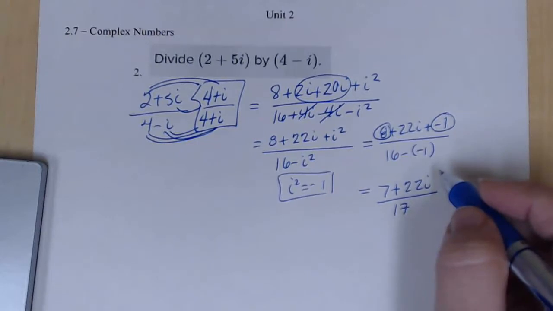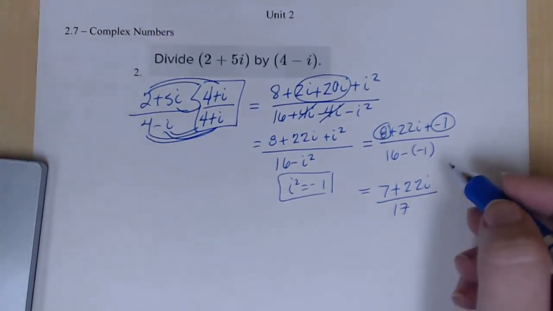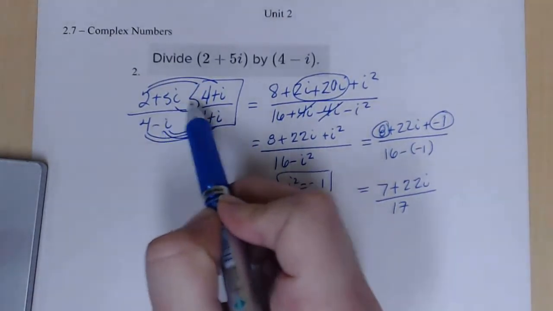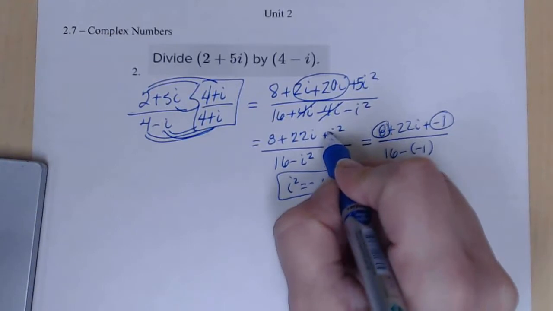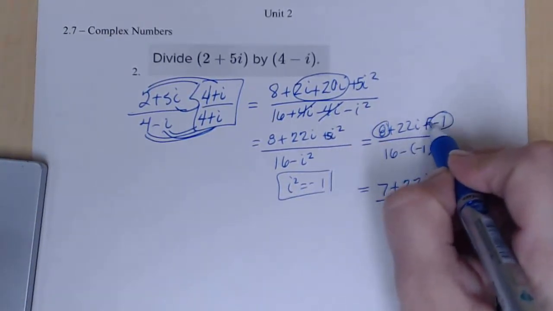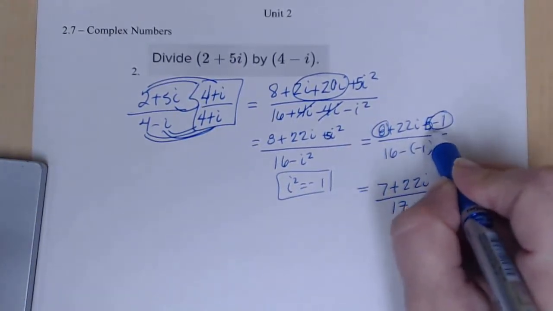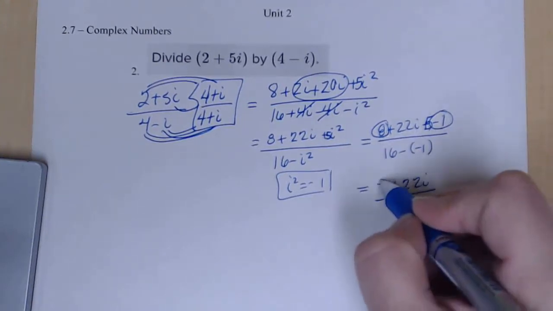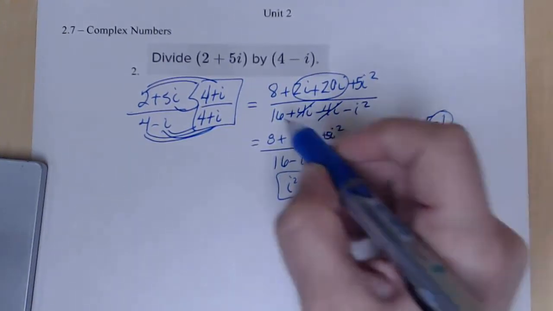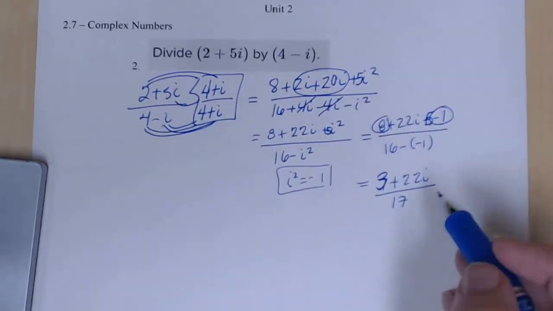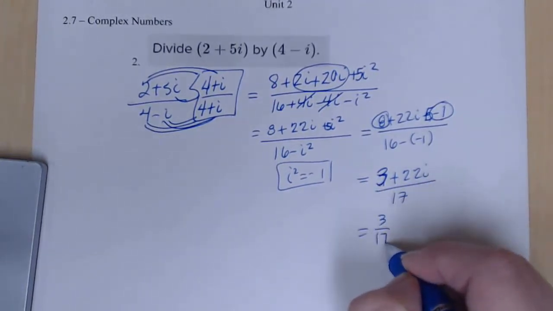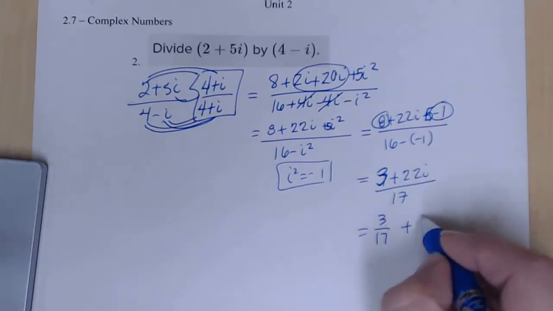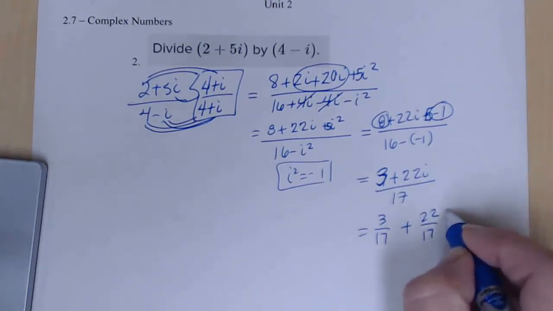Then to finish this out, I messed this up. So 5i times i is 5i squared. Excuse me, it should have been a 5. So times 5. And 5 and negative 5, 8, so it gives me a 3. I apologize. I missed that multiplier right there. So now to divide it out, we do 3 over 17 plus 22 over 17 i.